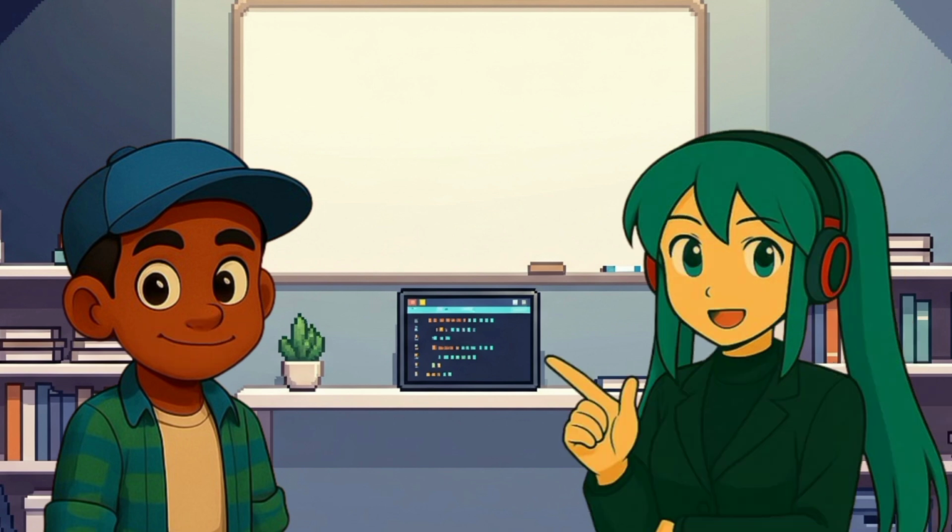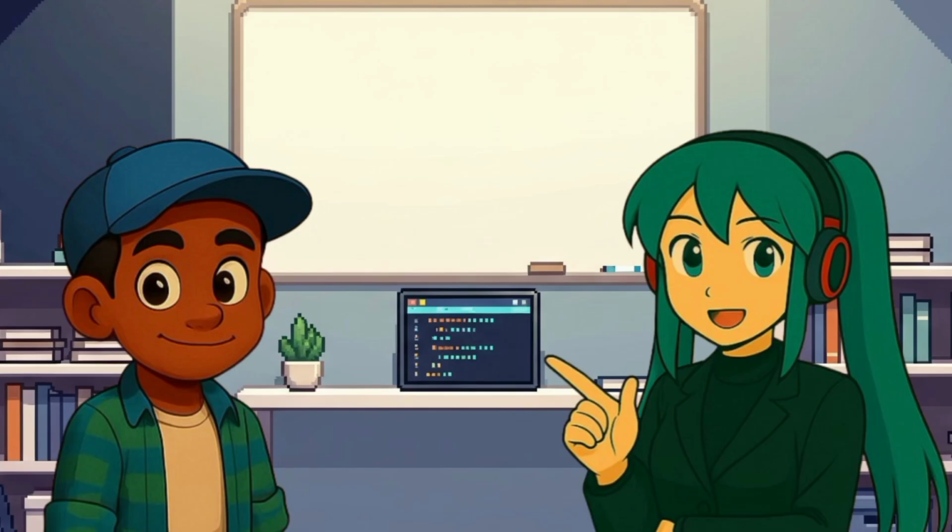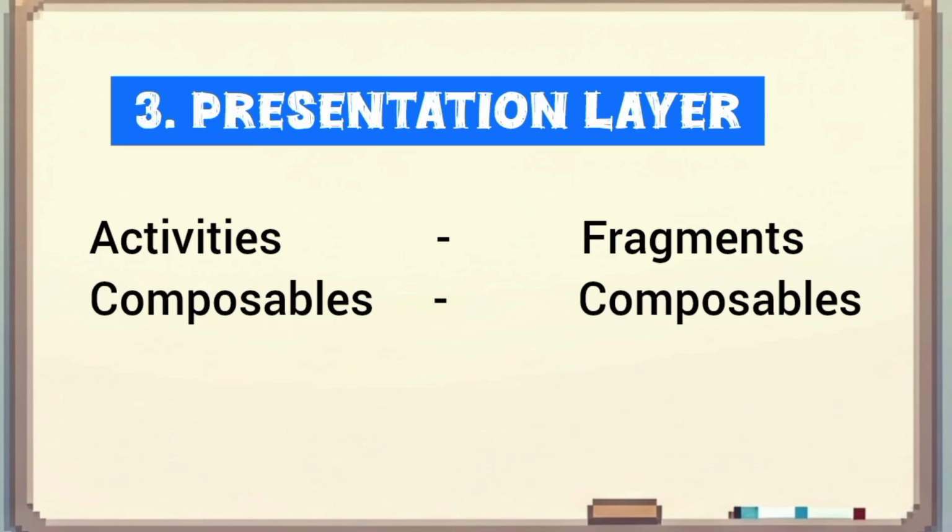The third layer is the presentation layer or UI layer. It interacts with the use cases and displays the data to the user. This layer is responsible for everything related to the user interface. It contains view models, activities, fragments, and composables.